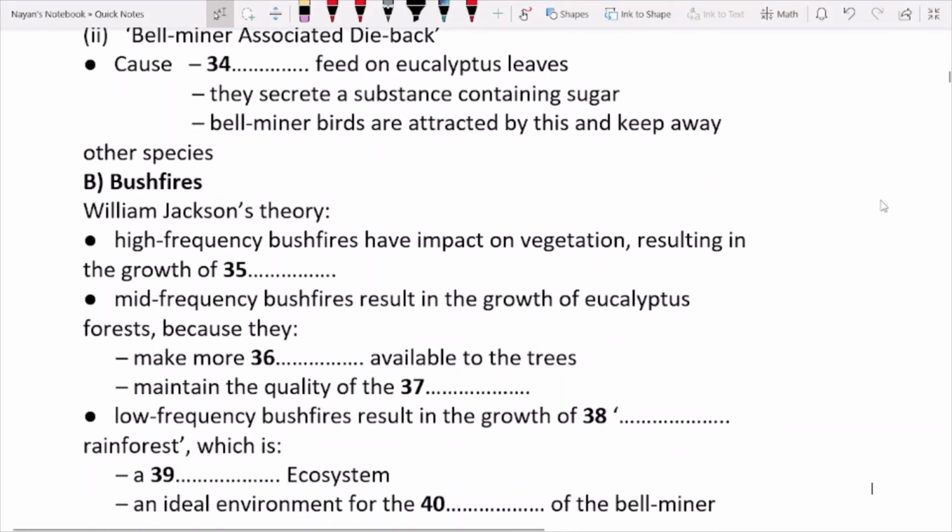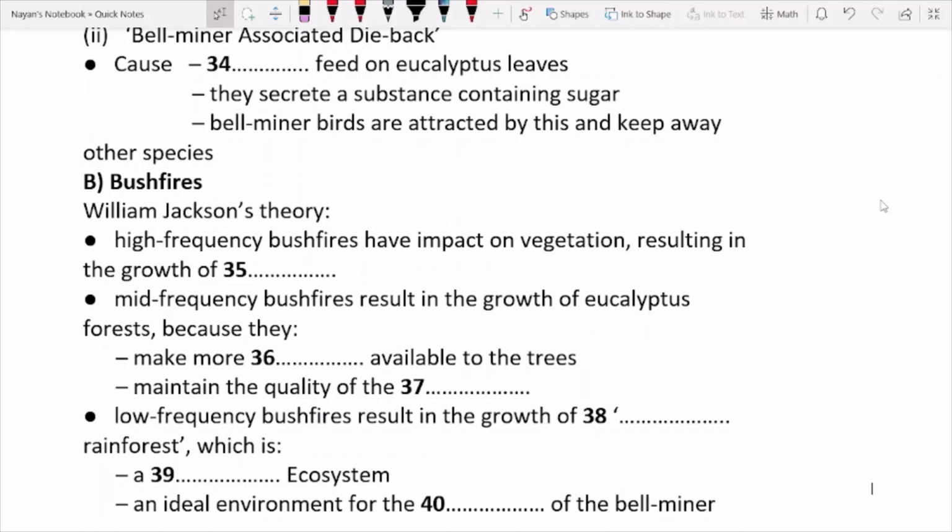By 2000, huge numbers of eucalyptus were dying along Australia's east coast of a disease known as bell miner-associated dieback. The bell miner is a bird, and the disease seems to be common where there are high populations of bell miners. Again, it's the leaves of the trees that are affected. What happens is that insects settle on the leaves and eat their way round them, destroying them as they go, and at the same time they secrete a solution which has sugar in it.